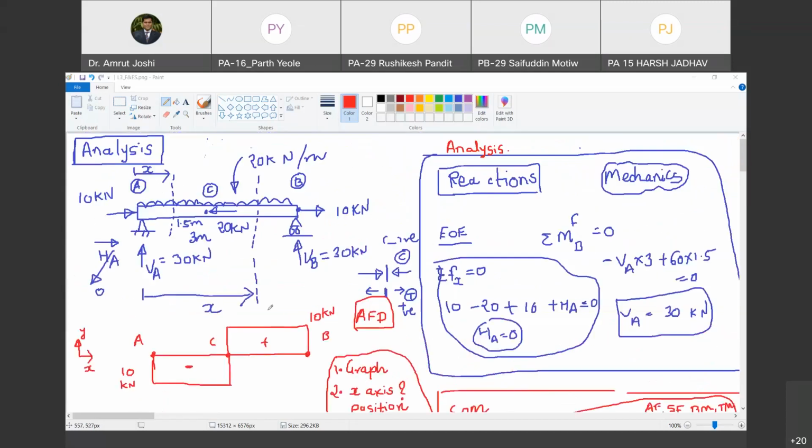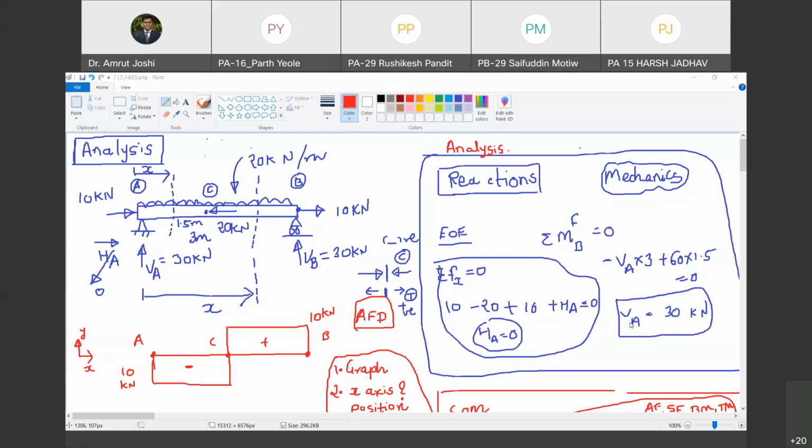So why do we draw these diagrams? To locate maximas and minimas of axial forces, shear forces, bending moments, and twisting moments. Do you agree with me? So who did answer? Who said the answer? Please unmute. Let me know your name. Am I audible?